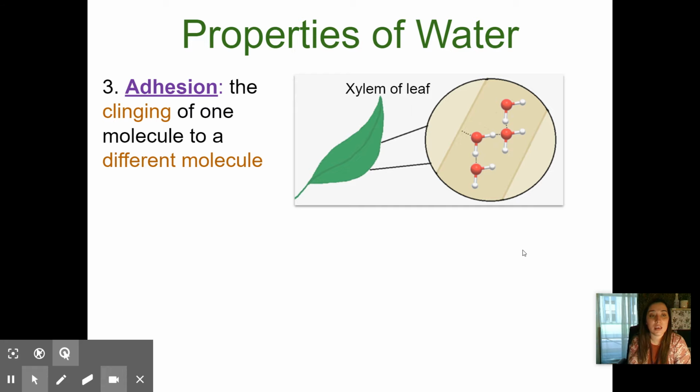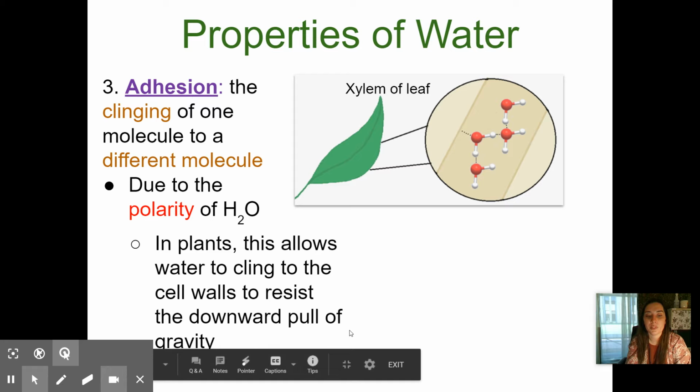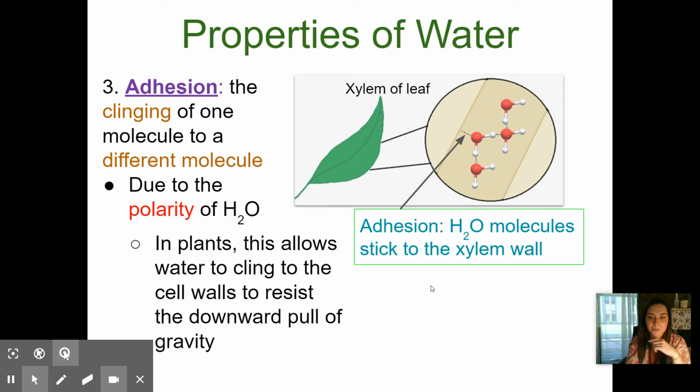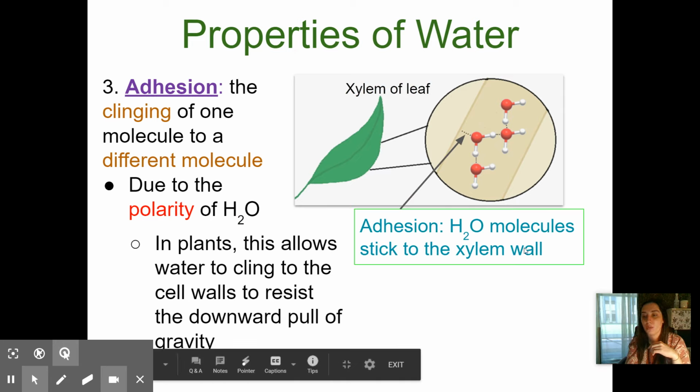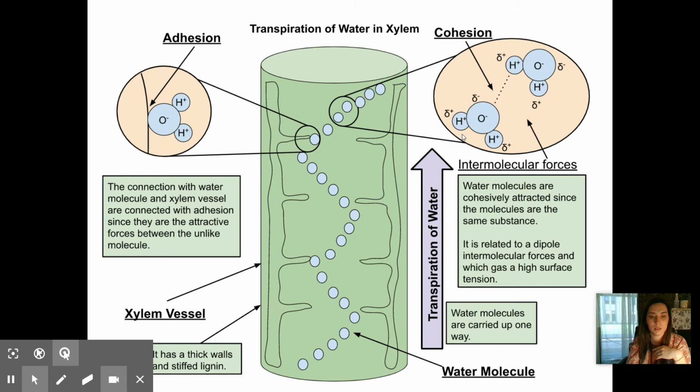All right, and then adhesion is a little bit different. So this is the clinging of one molecule to a different molecule, and this is due to the polarity of water. So in plants, this allows water to cling to the cell walls in order to resist the downward pull of gravity. Again, this is important for plants to get all of their nutrients and their water up to their leaves. So adhesion is when water molecules stick to the xylem wall of a plant. So this is what's happening here. So again, this is cohesion, they're sticking together, and then this is adhesion when they're sticking to the plant.